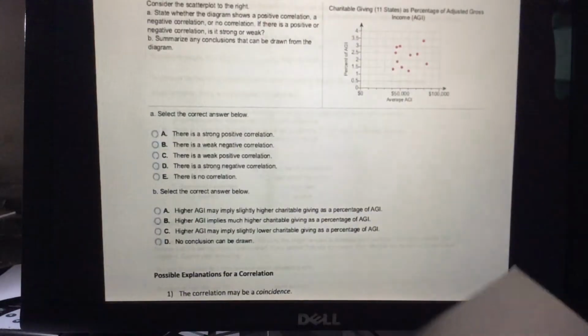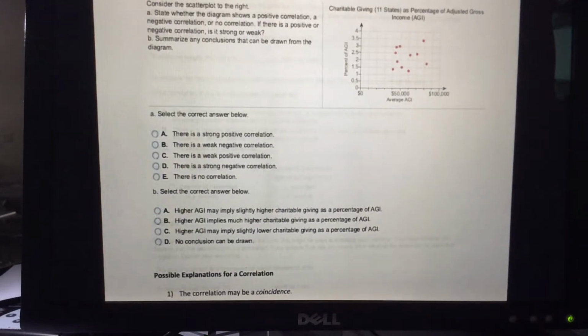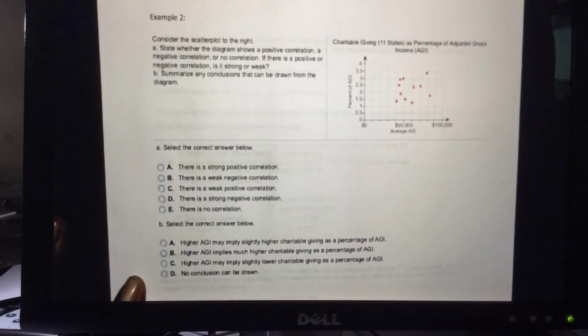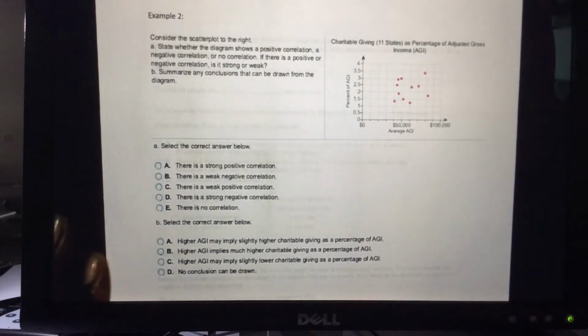Okay. Now let's look at this example here. Again, I'm going to state whether the diagram shows a positive correlation, a negative correlation, or no correlation. If there is a positive or negative correlation, is it strong or weak? Summarize any conclusions that can be drawn from the diagram.